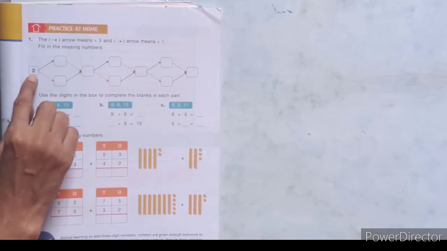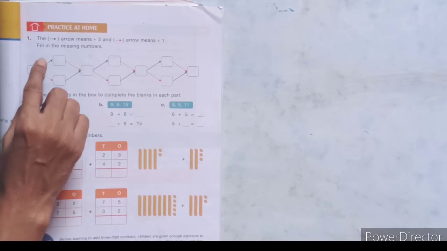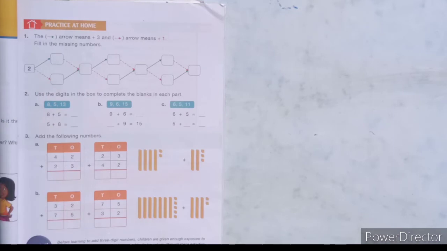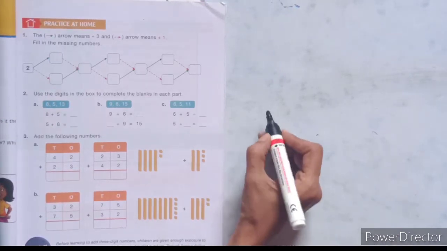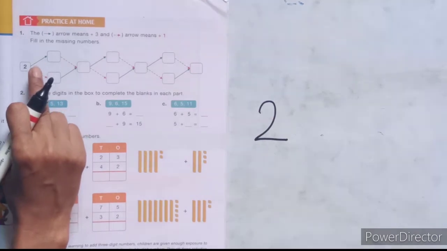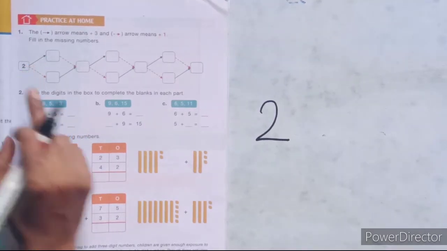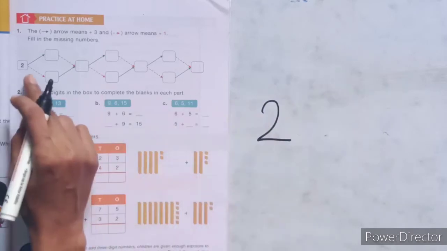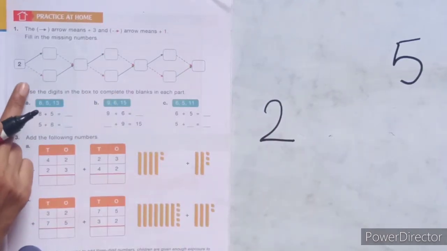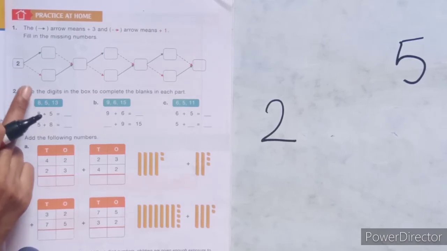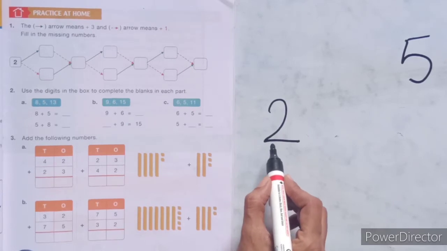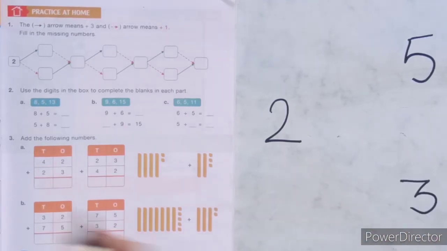Now wherever the green arrow is, you have to add 3 to that number, and if the red arrow is there, then you have to add 1. See here, here is 2 and here is a green arrow, meaning how much do we have to add to this 2? 3. So what will come? 2 plus 3, 5. Now here is a red arrow, meaning you have to add 1 to this 2. So if I add 2 and 1, the answer is 3.